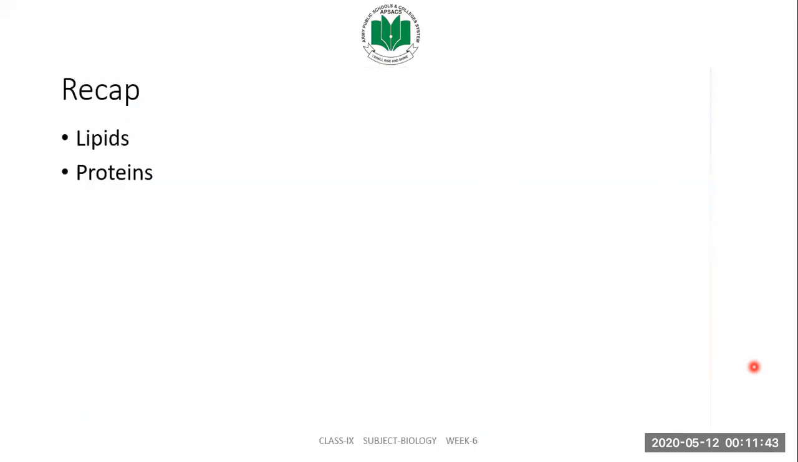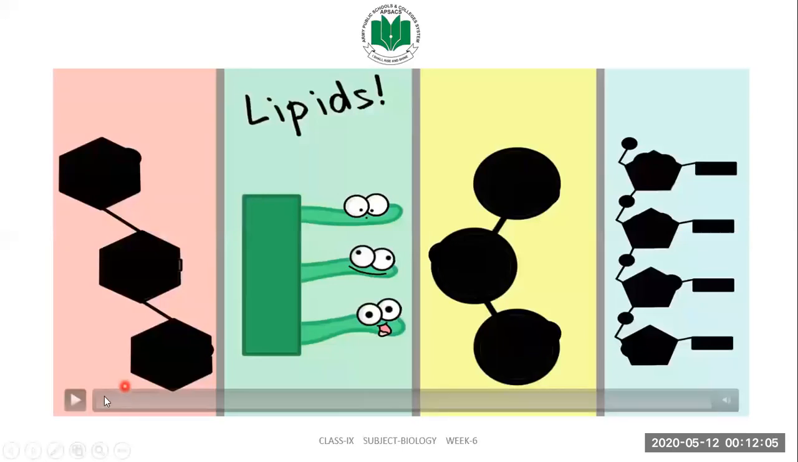So that was today's lesson, in which we learned about lipids. There are two main types of lipids: saturated fats and unsaturated fats. Fats are also known as lipids. Then we learned about proteins. What are proteins? They are amino acids which are joined together to give us the protein. And lipids and proteins both can be used as a source of energy, as we have seen. Let's have a look at this video.